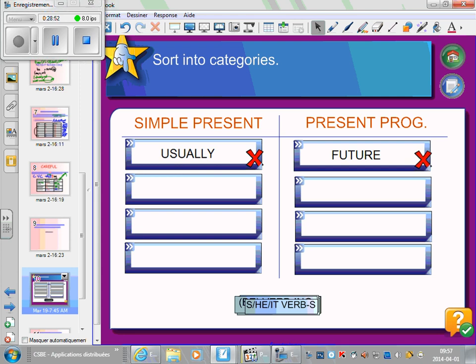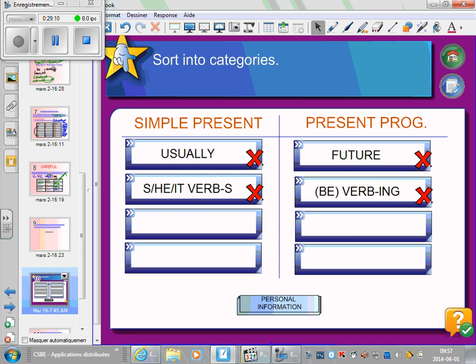Simple present, yes. Don't look at my program. It's going to say everything's wrong, but it's right. Be verbing. Which one? Present progressive, the one we saw today.